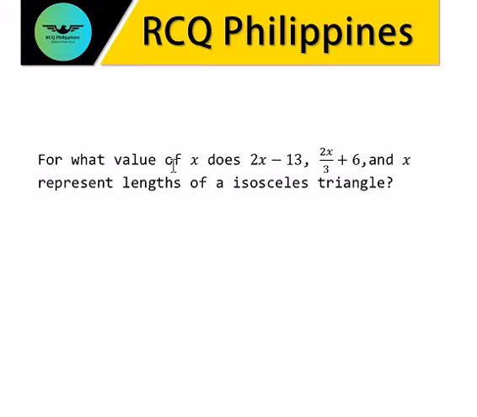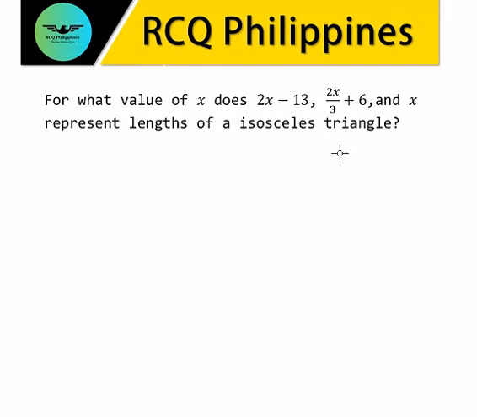For what value of x do 2x minus 13, 2x over 3 plus 6, and x represent the lengths of an isosceles triangle? So now I will show you the technique for how to answer.